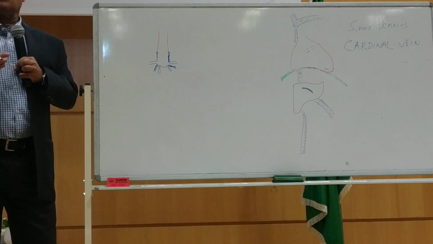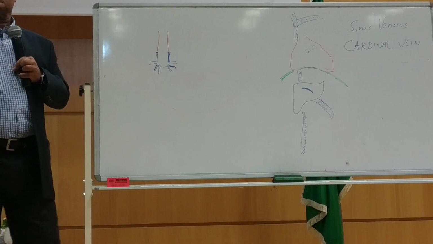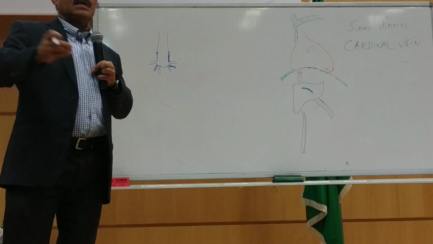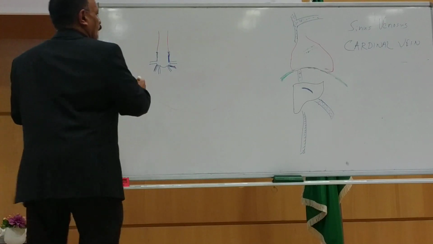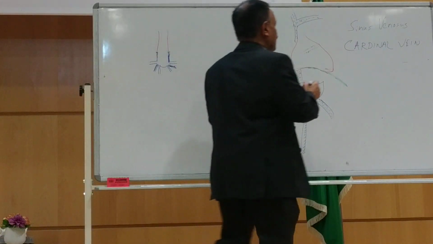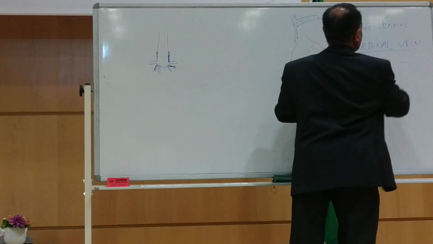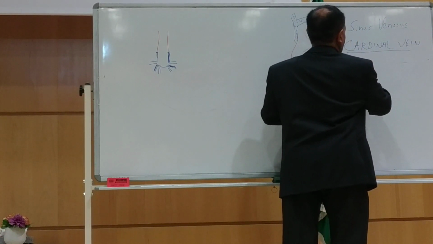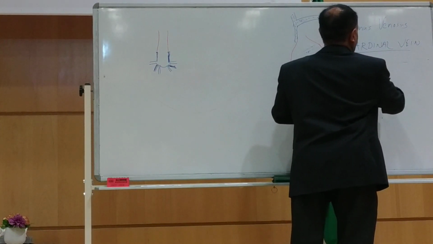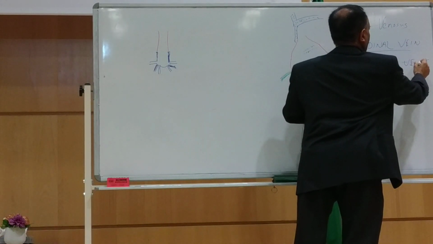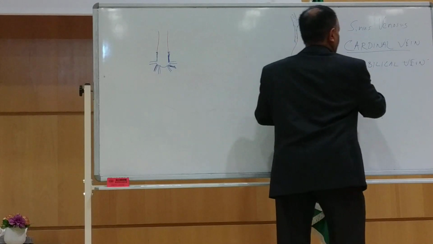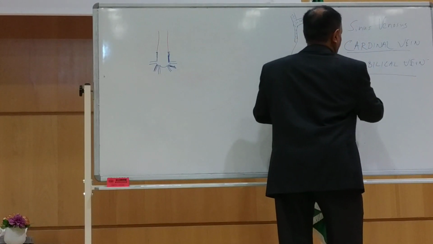And another one is the vitelline vein, which was along with the superior mesenteric artery coming from the yolk sac to the GI system. So I'm writing over here. So three veins on either side. Cardinal vein is one, followed by the umbilical vein, and then you have the vitelline vein.